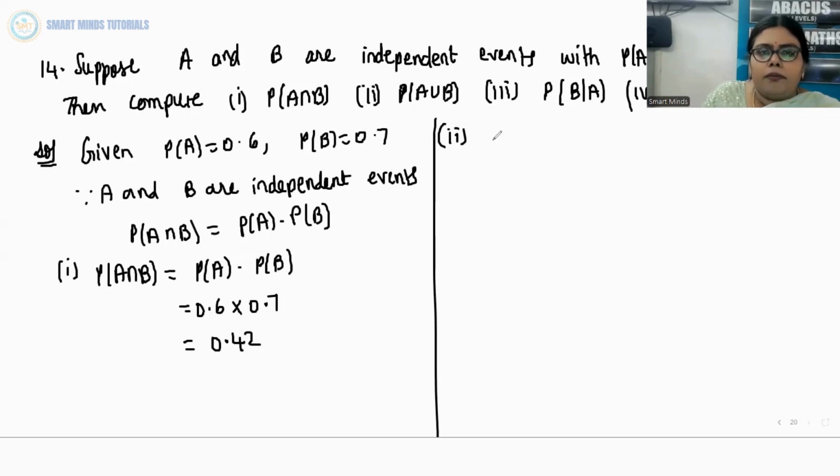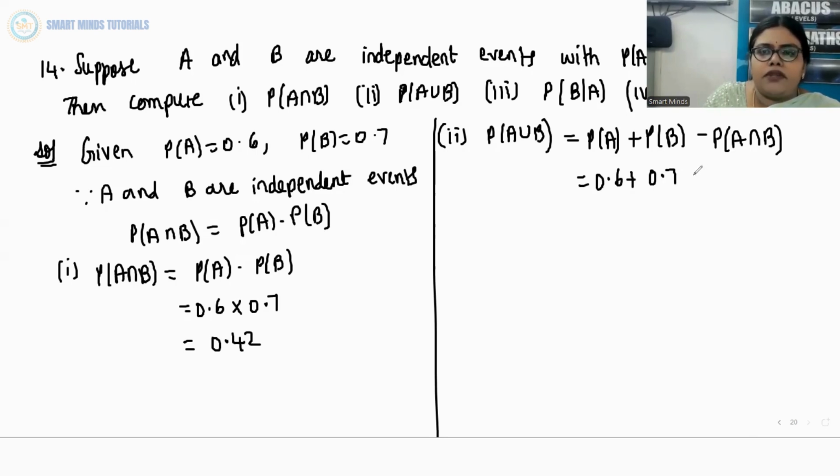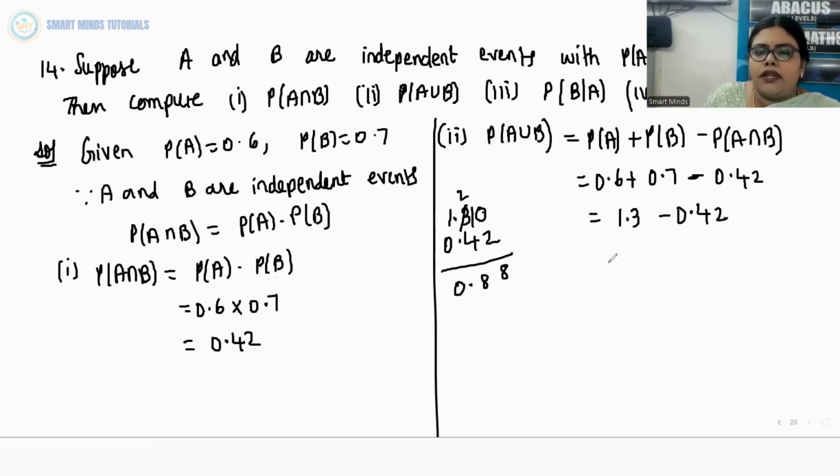Now second bit, P(A ∪ B). From the addition theorem, we can write P(A ∪ B) as P(A) + P(B) − P(A ∩ B). So P(A) is 0.6 plus P(B) is 0.7 minus P(A ∩ B) is 0.42. So 0.6 plus 0.7 is 1.3. 1.3 minus 0.42. Now I'll show you how to subtract. In the blank area, you place a 0. So 0 becomes 10, 3 becomes 2. 10 minus 2 is 8. 12 minus 4 is 8. So this is 0.88. So the answer for the second bit is 0.88.